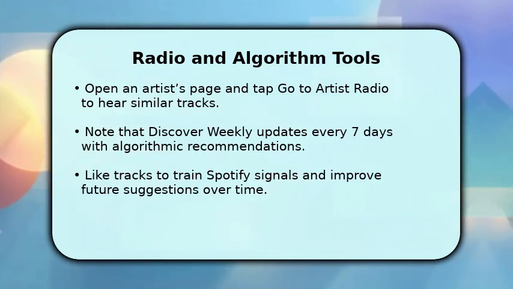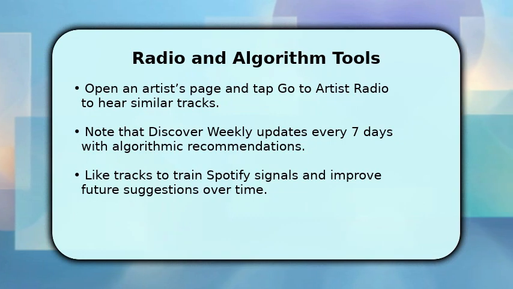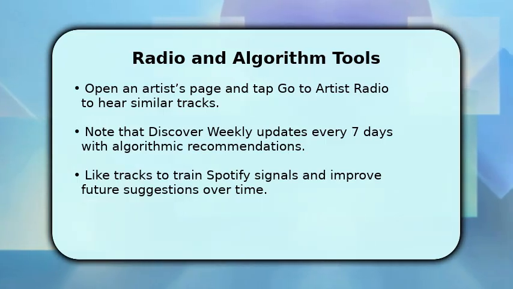Explore daily mixes that group songs by vibe and listening history. Follow Release Radar for artist drops and Discover Weekly for personalized picks. Note that Discover Weekly updates every 7 days with algorithmic recommendations, like tracks to train Spotify signals and improve future suggestions over time. Use the Queue and Save to Library buttons to organize songs quickly.